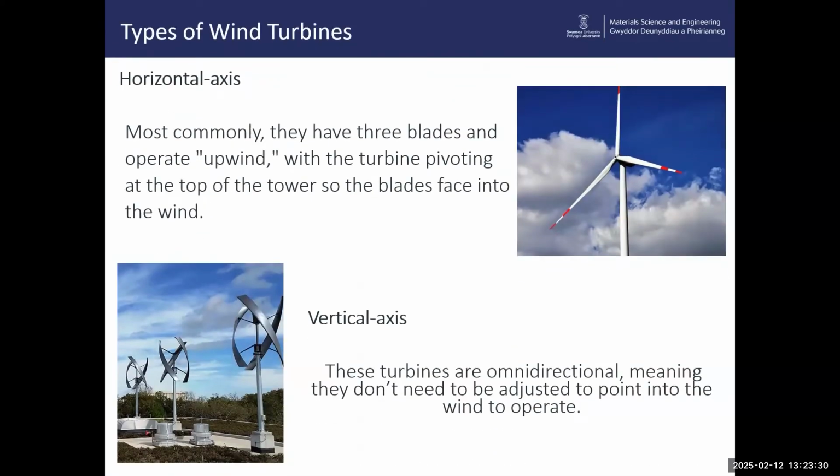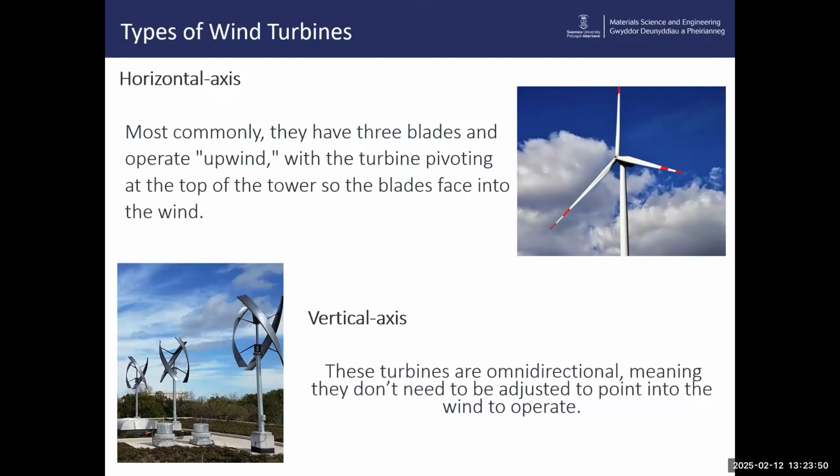There are two main types of wind turbines. The first one, the one you may very well be more familiar with, is the horizontal axis turbine. Most commonly they have 3 blades and operate upwind, with the turbine pivoting at the top of the tower so the blades face into the wind.